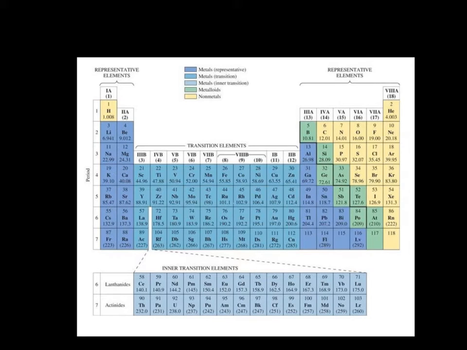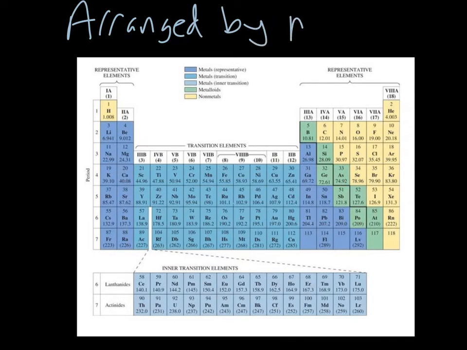In this video, we're going to look at the periodic table and how it's arranged. The periodic table is arranged by mass, and so we start with the lightest element and go on to the heaviest. So hydrogen here is the lightest element, weighing 1, and then we go across, and as we go down the periodic table and across the periodic table, the elements get heavier.